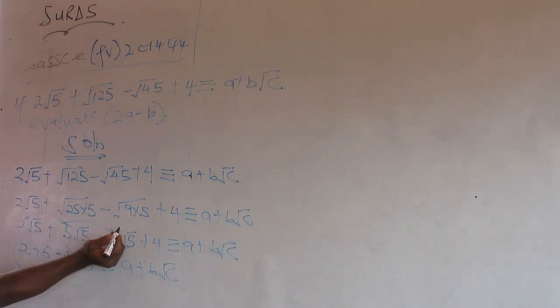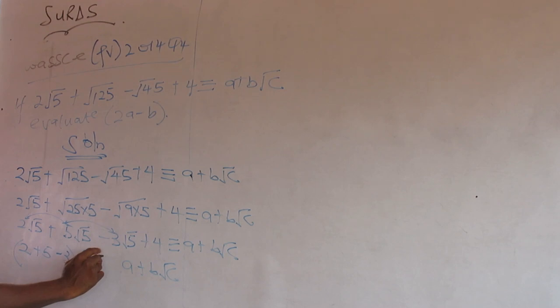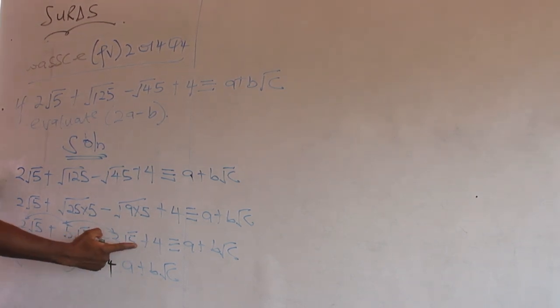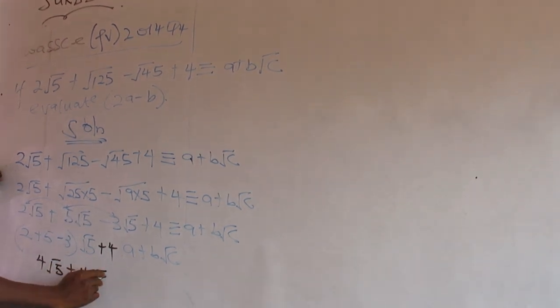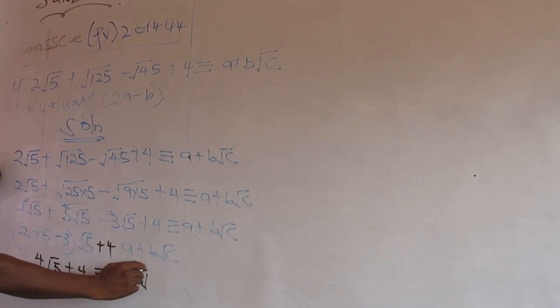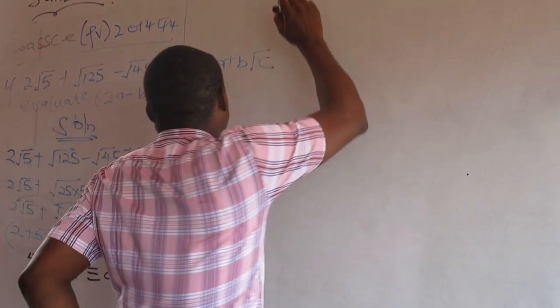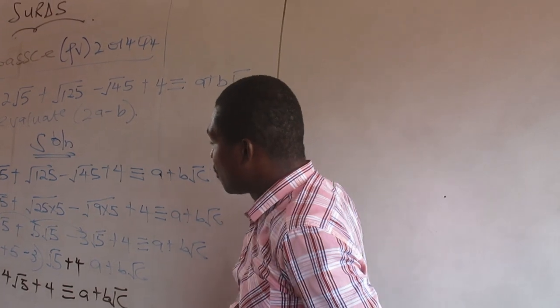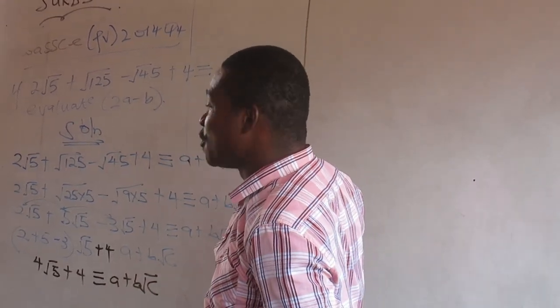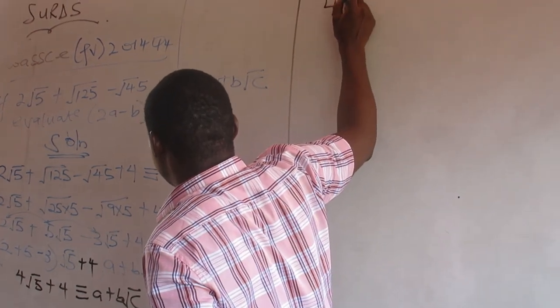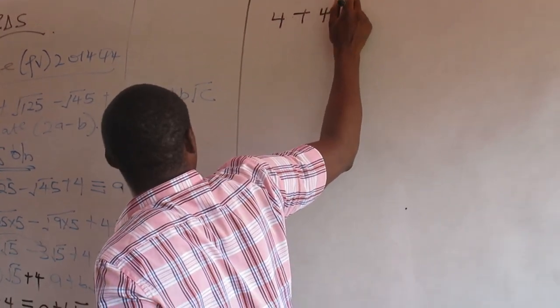Okay. I can't add the 4 to this, right? Because the 4 has no root, okay? So that is 4 root 5 plus 4. Equivalent, A plus B root what? C. Now, you can see 4 plus 4 is 8. It's not accepted. So what can you see here? By rearrangement, you can see that you have this.